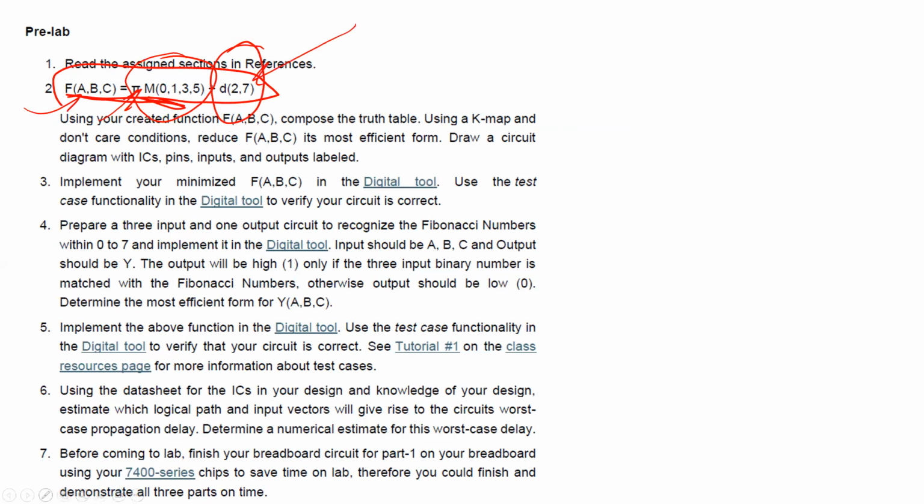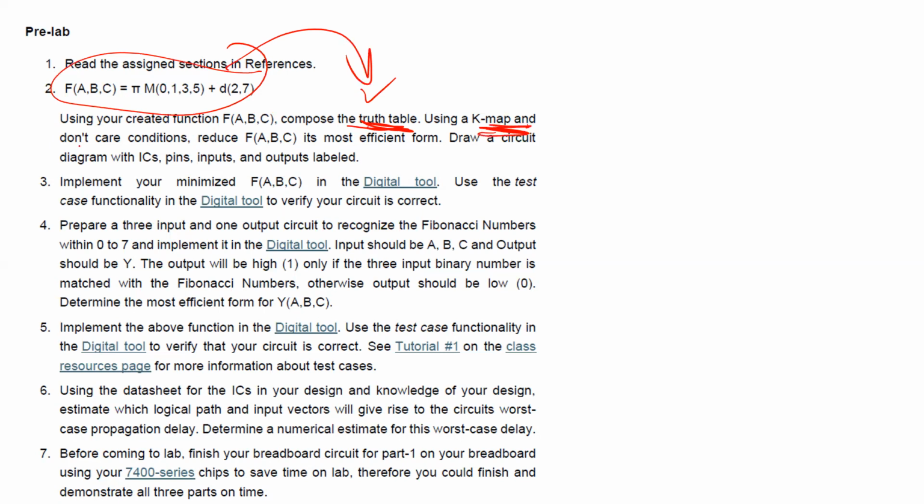Okay. So then here I'm asking you to do the following. Number one, using your function, you have to create the truth table. This should be easy. Given this one, please give me the truth table. Very easy. And then I'm asking you to use the K-map, and also you have to use the don't care condition to reduce it. You need to get the most simplified version using the don't care and the K-maps.